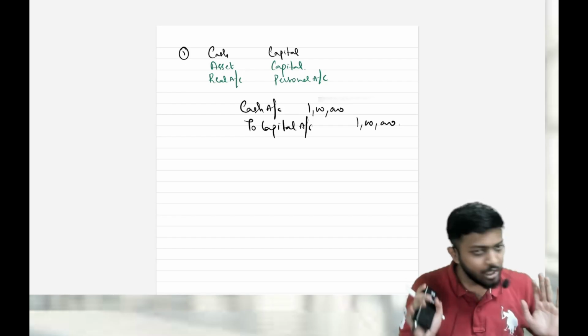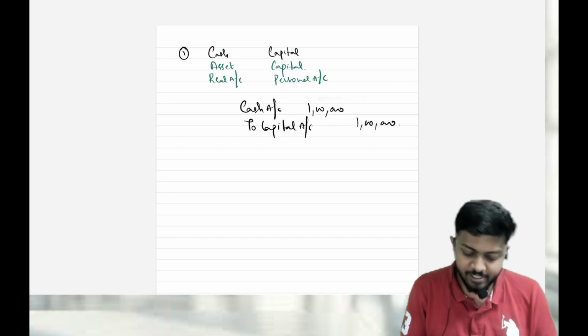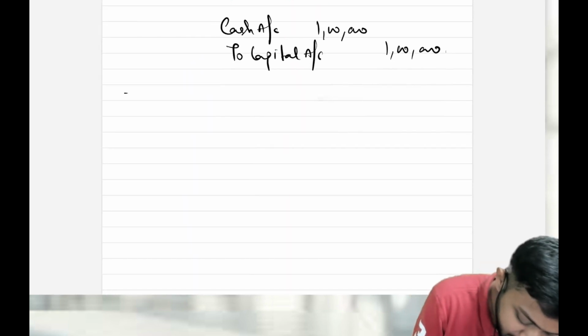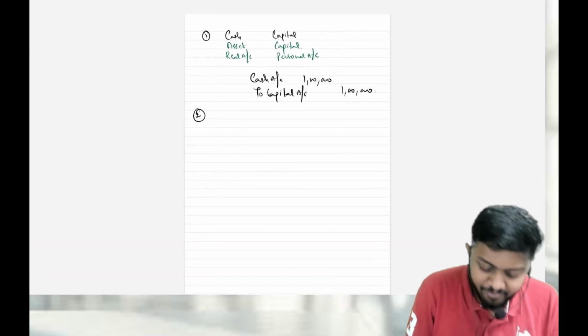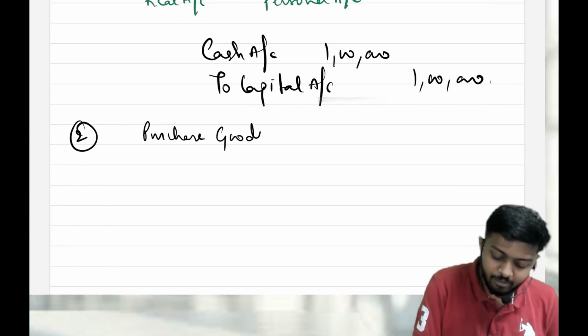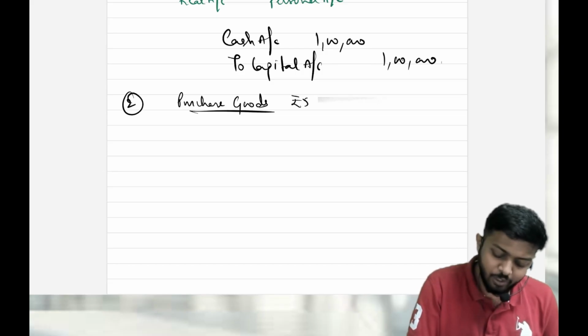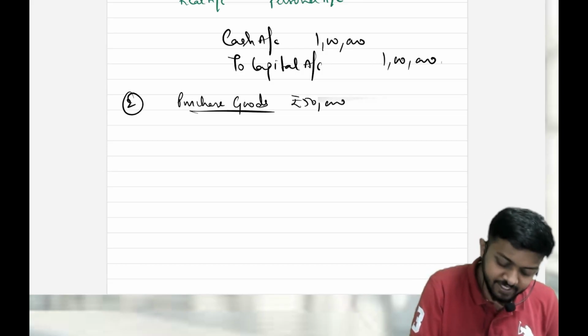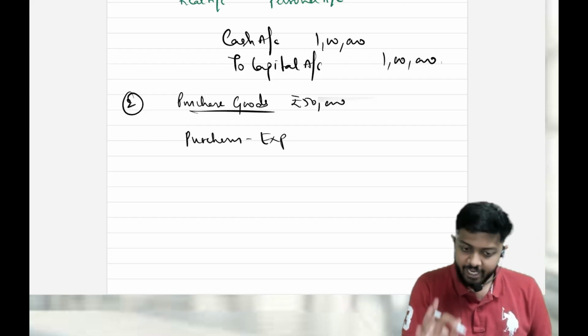But to learn journal entries, the best method is modern rules of accounting. This is for your revision purpose. Now, what was the second transaction? The second transaction was purchase goods rupees 50,000. So this we'll try to understand via the modern method. Same thing, find out two aspects. So what are the two aspects here? One is your purchases. Purchases is an expense.